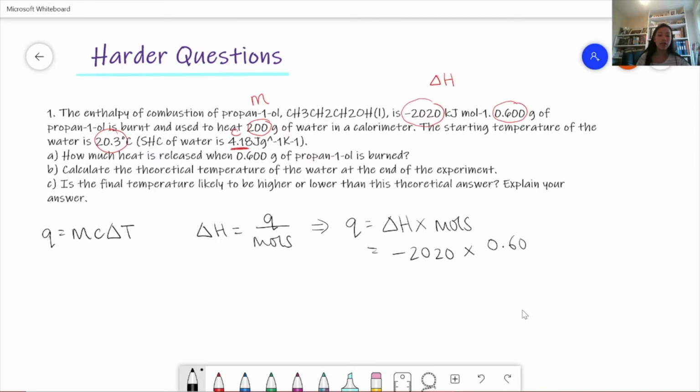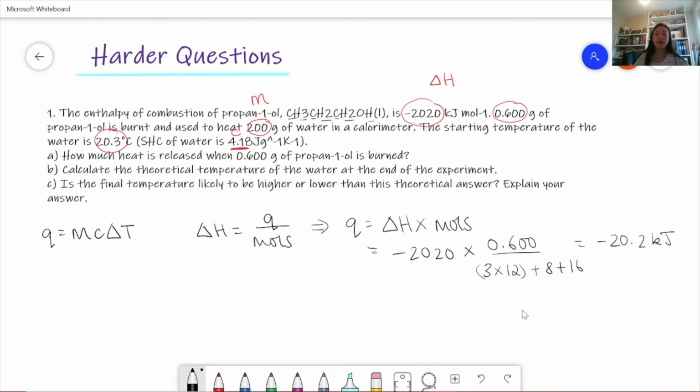So we have 0.600, and then the MR, which is, we've got 1, 2, 3 carbons, so that'll be 3 times 12, and then you plus 3 hydrogens, 2 hydrogens, 2 hydrogens, and another hydrogen, so that's plus 8. And then we also plus the oxygen, which is 16. And this gives us a total of minus 20.2 kilojoules.